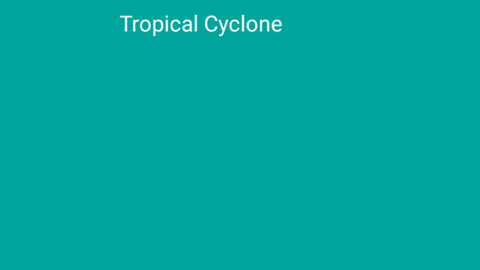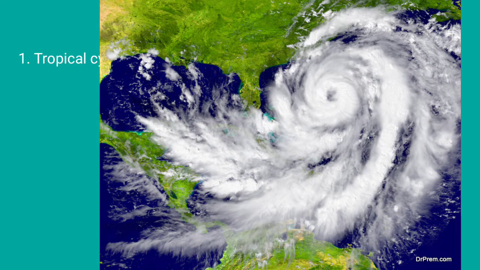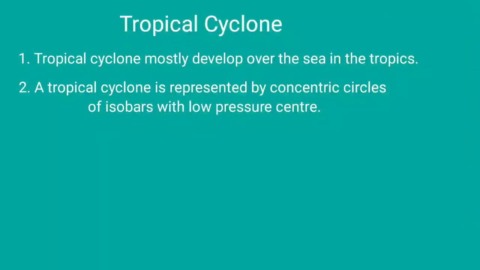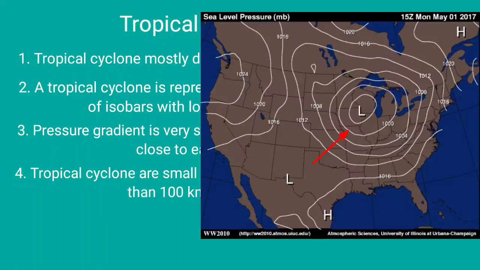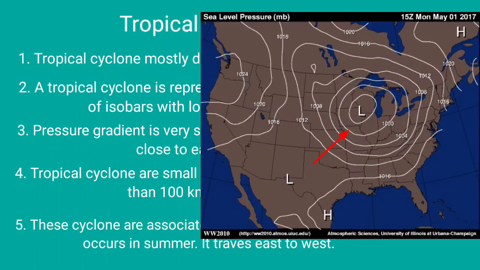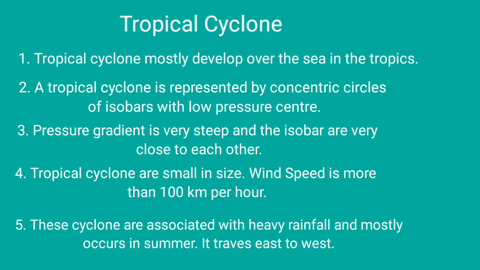Now let us discuss one by one about these two cyclones, starting with tropical cyclone. The tropical cyclone mostly develops over the sea in the tropics. Secondly, a tropical cyclone is represented by concentric circles of isobars with a low pressure center. So when you see a weather map, you will see concentric circles with the low pressure center in the middle. Now the pressure gradient is very steep and the isobars are very close to each other, very closely packed.